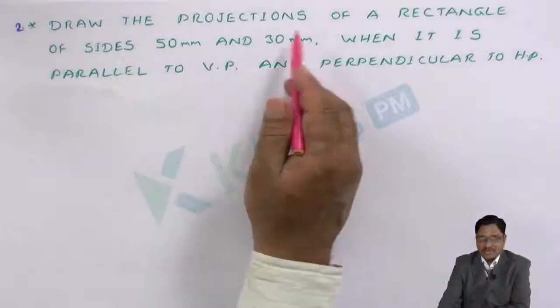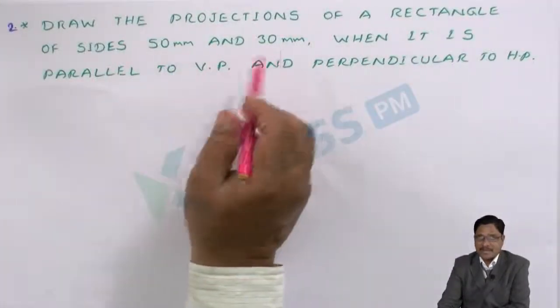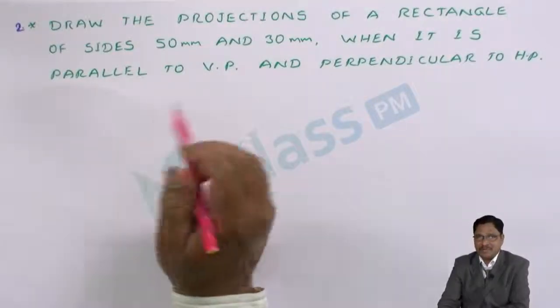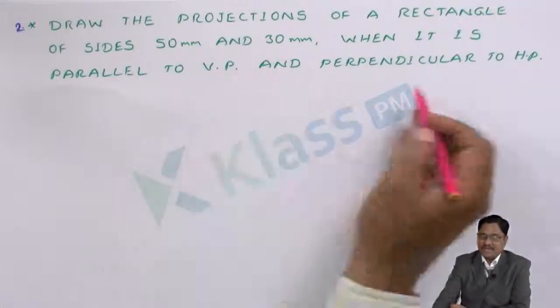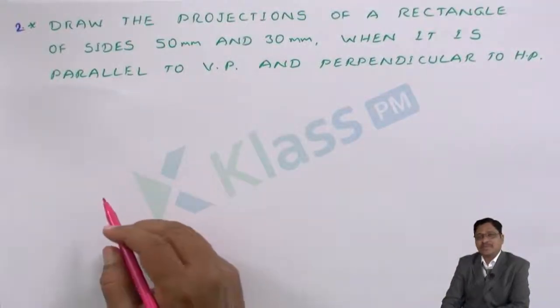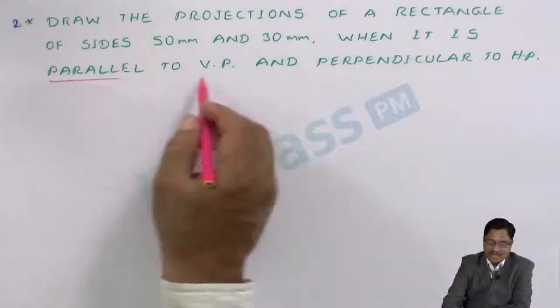So draw the projections of a rectangle of sides 50 mm and 30 mm. For clarity, I have taken the same problem but with different conditions. Now the rectangle is parallel to the vertical plane and perpendicular to the HP. Previously, what we had taken was parallel to the horizontal plane. So now we observe it is parallel to VP.